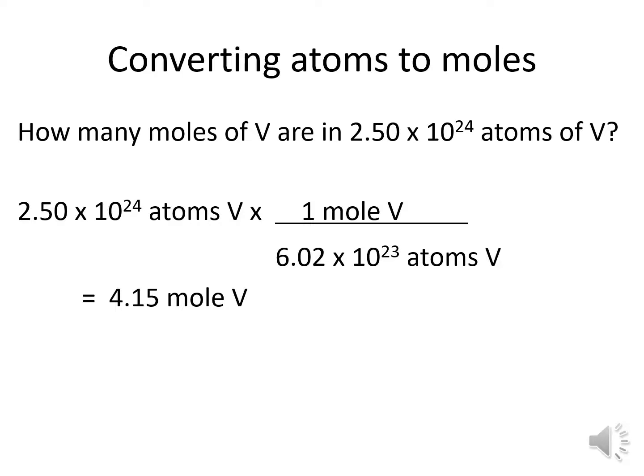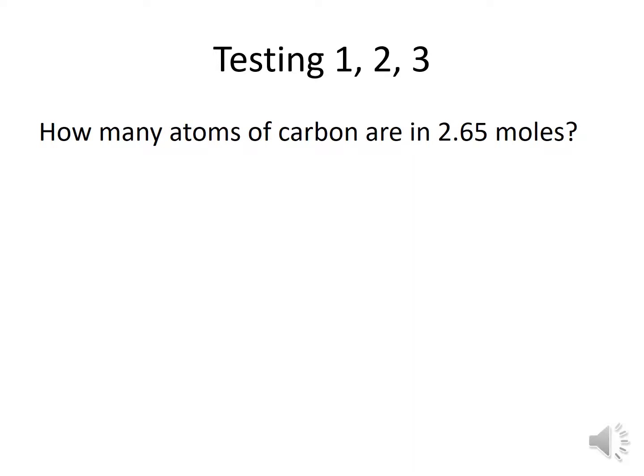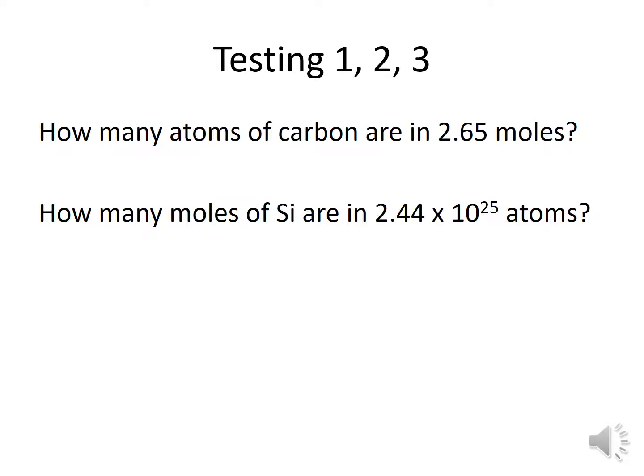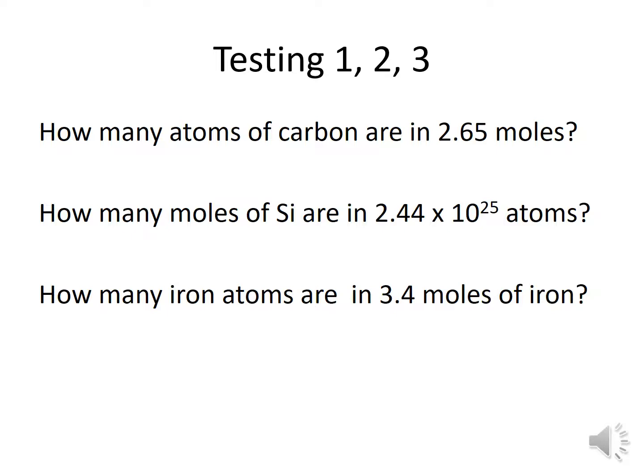One word of caution here. When you use your calculators and you divide by 6.02 times 10 to the 23rd, you should always put the 6.02 times 10 to the 23rd scientific notation number in parentheses. Testing 1, 2, 3. How many atoms of carbon are in 2.65 moles? How many moles of silicon are in 2.44 times 10 to the 25 atoms? How many iron atoms are in 3.4 moles of iron?